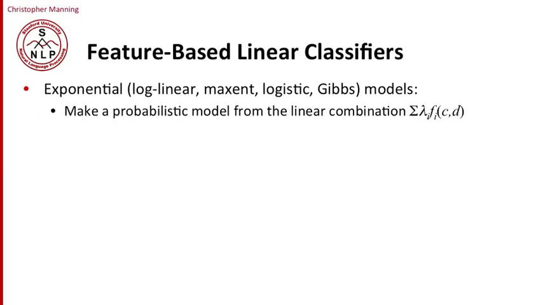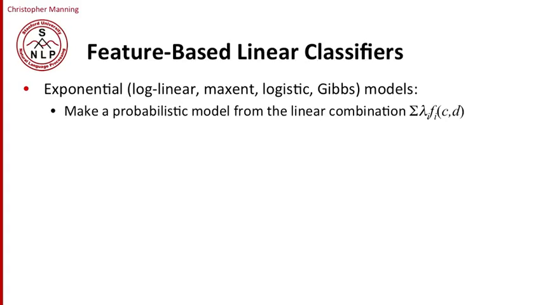But the classifiers that we're going to look at here are maxent classifiers, which are in a family referred to as exponential or log linear classifiers. In general, this family has lots and lots of names, so things in this class are also referred to as logistic classifiers and Gibbs models, which are very closely related to maxent models.